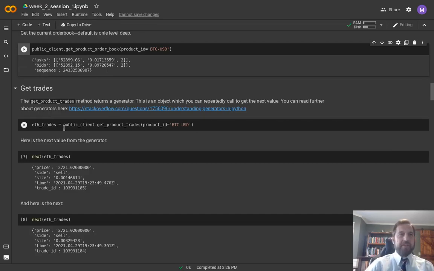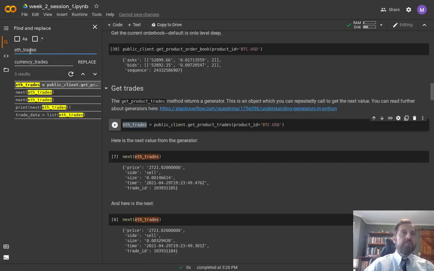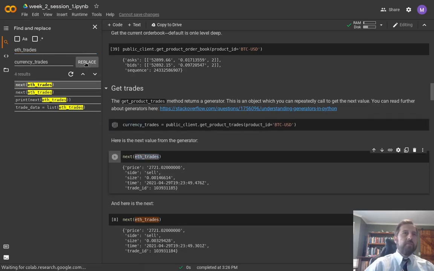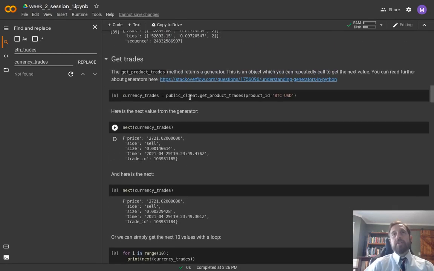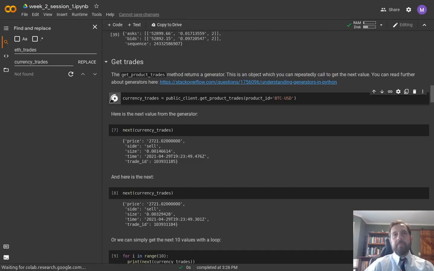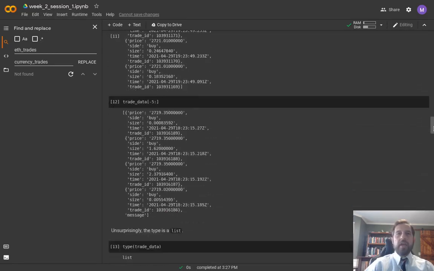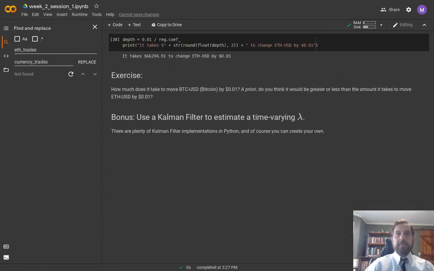But this is what we really need to change. I certainly don't like having Bitcoin here and then Ethereum in the name. So I'm going to go ahead and press Control H and replace Ethereum trades with just generic currency trades, right? So we can go ahead and replace, and hopefully that hit everywhere in the notebook, so that now I can simply say run everything.